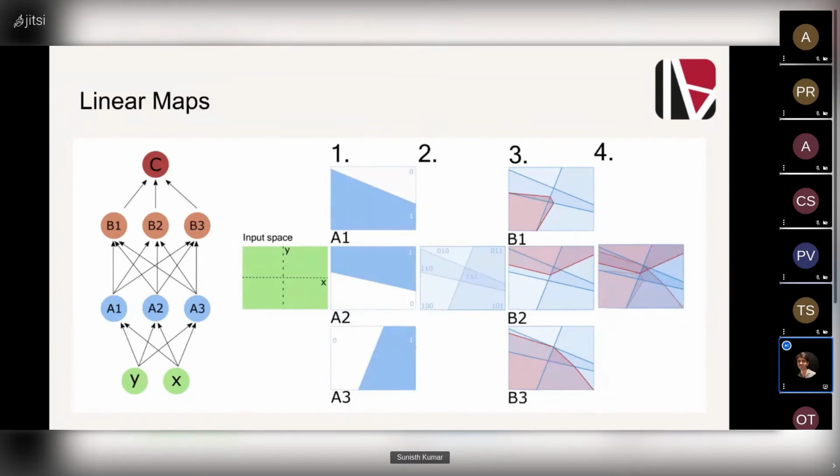And now this two shows the binary code corresponding to that separation just by these three, A1, A2, A3. Then the third, this number three, shows the separation of each activation in the second layer corresponding to B1, B2, and B3. And the four again shows the resulting separation. So this was the main idea behind it. The authors got the intuition from this.